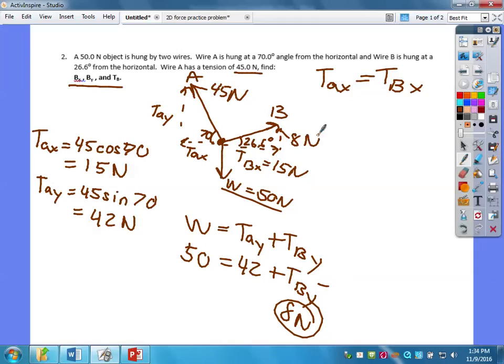And so that leads me to finding the tension, which I can use Pythagorean theorem for, or trig, and it tells me that this comes out to 17 newtons. I did Pythagorean theorem, 15 squared plus 8 squared equals TB squared, and then take the square root. You can go ahead and try out the 26.6 as well. It might be a little bit farther off, and it is, but it's going to be fairly similar.